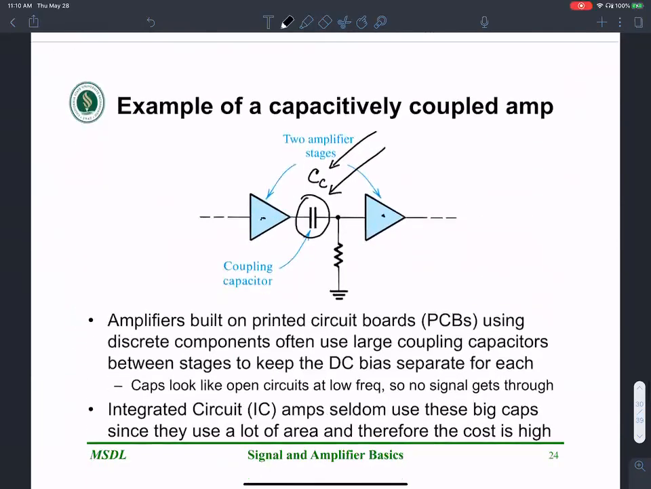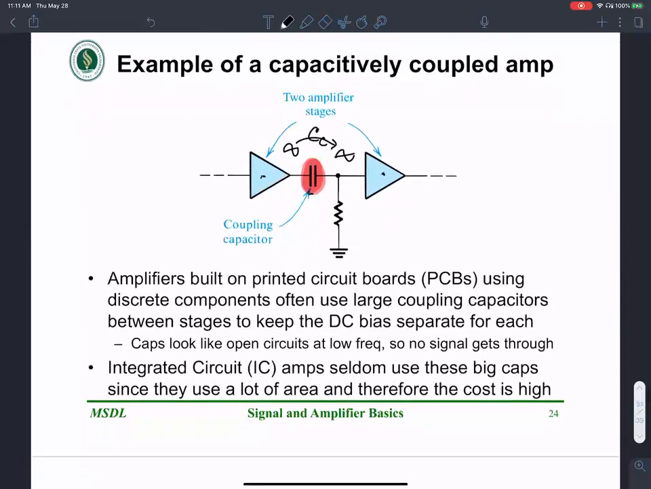That's the idea. Here is an example of a capacitively coupled amplifier. Two stages are capacitively coupled, meaning that this capacitance acts as an open circuit to DC. So the DC condition of this stage does not affect the DC biasing of this stage. What is transferred is the small signal AC that is coupled from one stage to another stage. Does that make sense? The idea is that capacitances can be used for coupling.